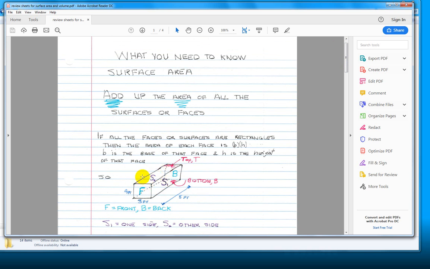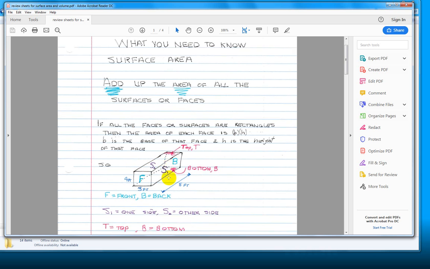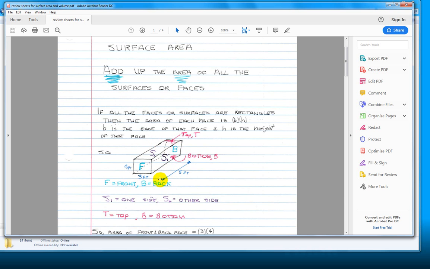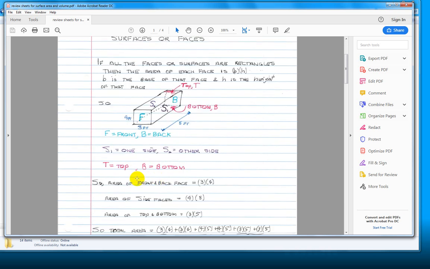To get the surface area, you add up the areas of every face, and you already have the formulas for area of different shapes. Like here, if it's a rectangular prism or a box, each surface is a rectangle, and the area of a rectangle is the base times the height. So if you wanted to get the total surface area of this thing, there are 6 faces. The front and the back is one set of faces, and then the 2 sides, and then the top and the bottom.